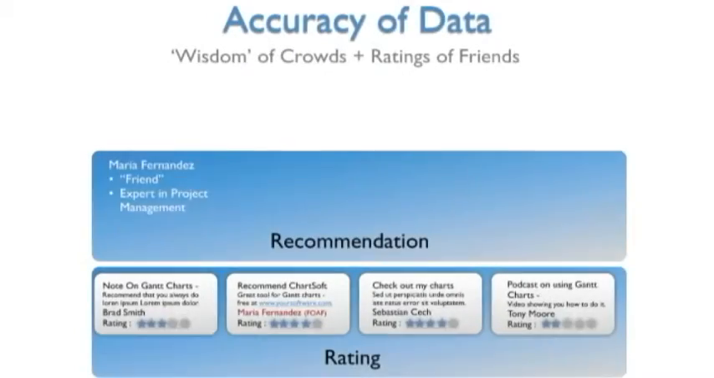What we're trying to do to add to that is to take the notion of ratings, and particularly ratings of my friends. So just take this example. I've simplified it down to 4 here. This could be 400 or 4,000 responses to a search. So I'm looking again for what software I should use to do this Gantt chart. So I got 4 responses here. One from Brad, which is rated 3 stars, Maria Fernandez 4, Sebastian 4, and Tony Moore 2.